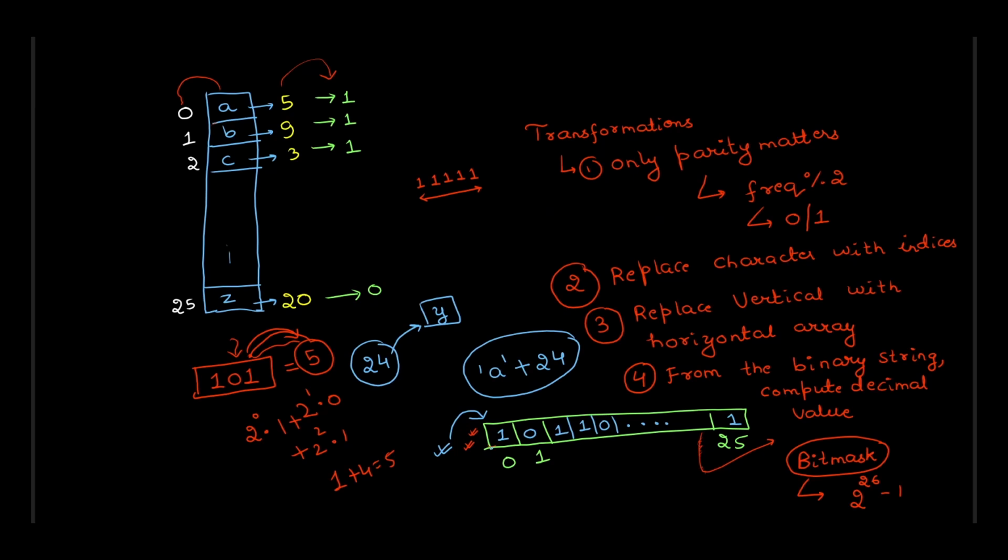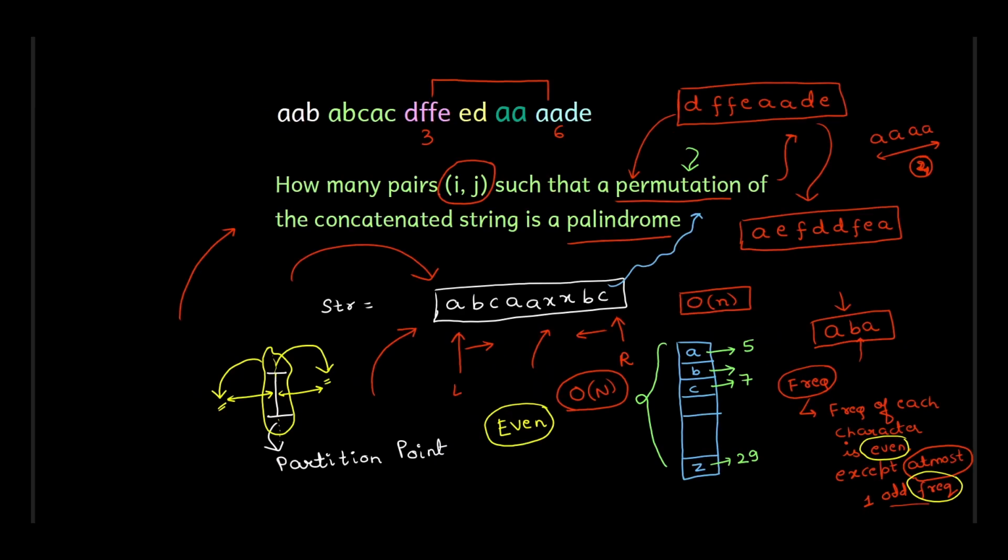Now, how do we solve the hard version of the problem, where they ask you to figure out whether their concatenation is a palindrome or not? So let's see how the concatenation affects the bit masks that we are creating. So let me copy this string.